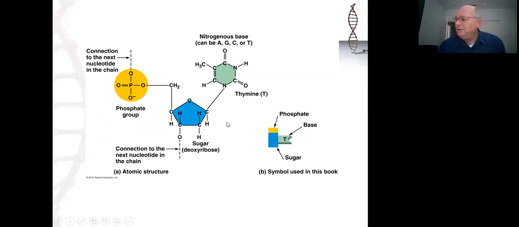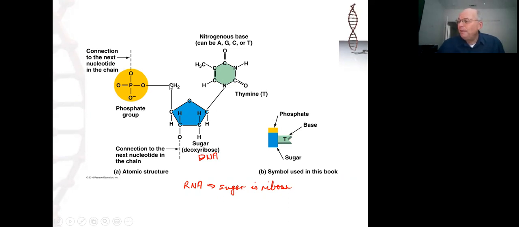So in DNA, it's deoxyribose. In RNA, the sugar is ribose. So the actual name of the two nucleic acids tells you that it is built around the sugar. So DNA is deoxyribose nucleic acid, and RNA is ribose nucleic acid. So we have the sugar.